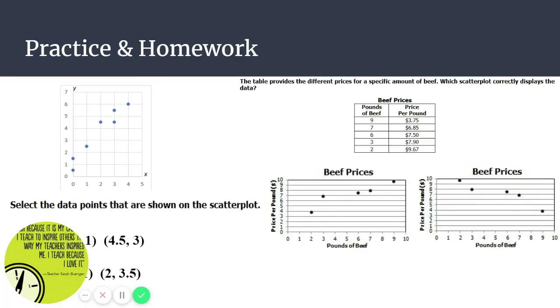All right, we're on to the next part of our practice and homework. We ask that you look at the following 2 questions and select the data points that are shown in the scatter plot. So you are given 6 data points. We ask that you look at those 6 data points and decide which ones are actually graphed on the graph above. And for the second question, the table provides different prices for a specific amount of beef. We want you to identify which scatter plot correctly displays this data. Please take a moment to answer both of these homework problems, and we will go over your responses during tomorrow's lesson.